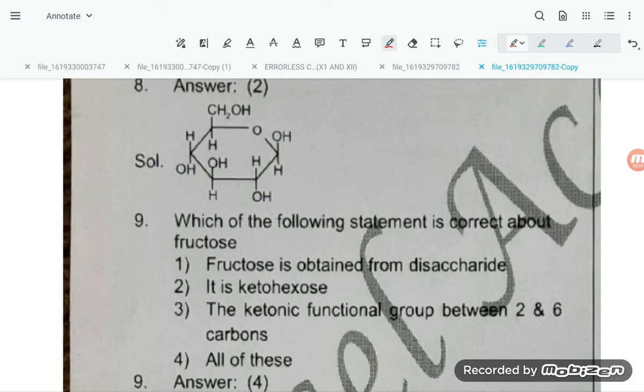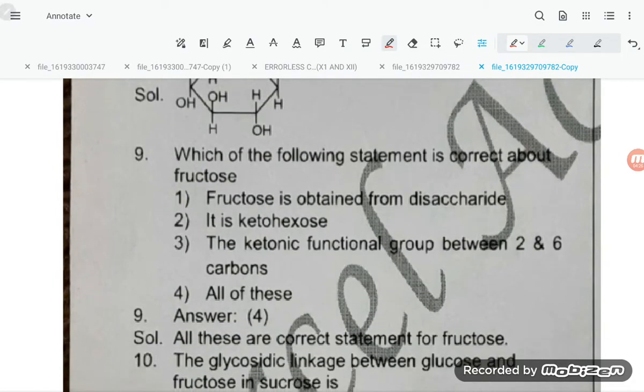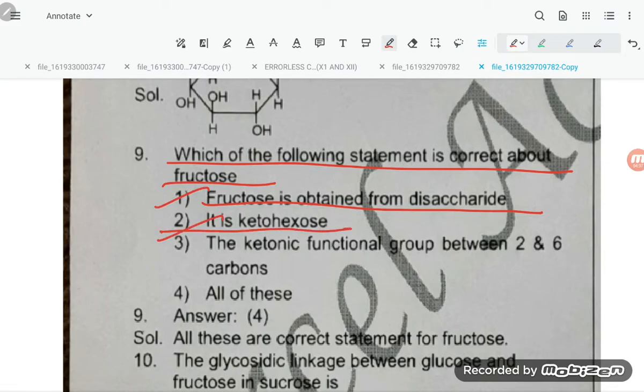Now the next question. Which of the following statements is correct about fructose? Fructose is obtained from the disaccharide, that is correct. It is a ketohexose, correct. The ketonic functional group is between the 2 and 6 carbon, that is also correct.